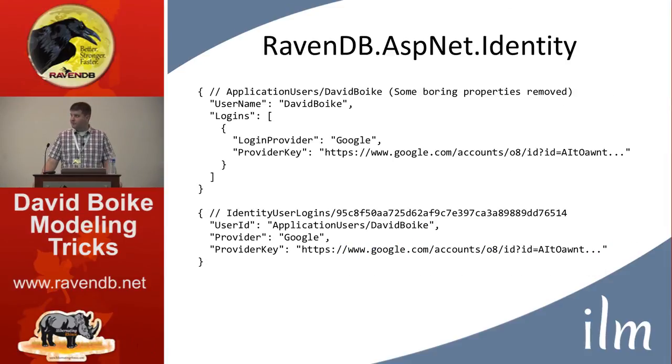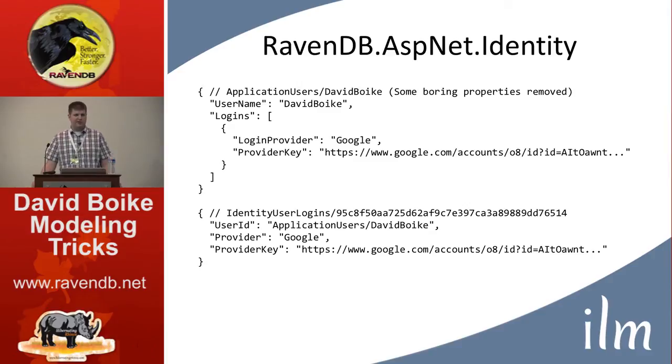So how does that work? At the top, we've got the application user document, basically my user document, and this shows that I have a list of logins, and one of them is Google, and then the provider key is blah, blah, blah, blah, blah, that. Then we have another document type called identity user logins with our SHA-1 hash, which I shortened, and the user ID, which points to the ID of my user document, and the provider key.